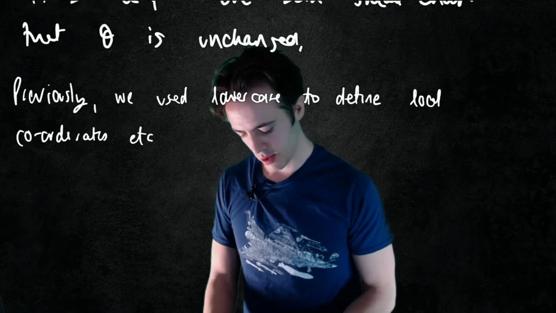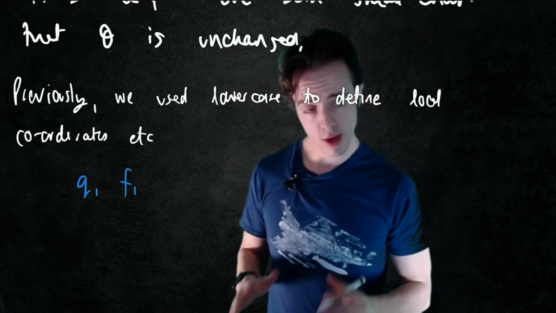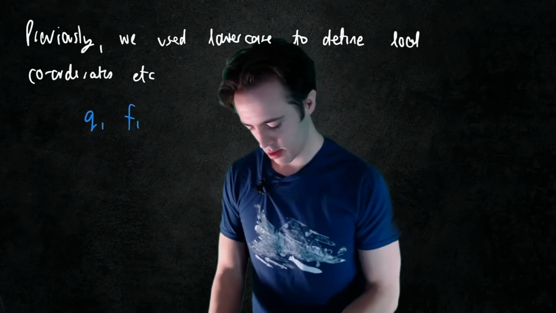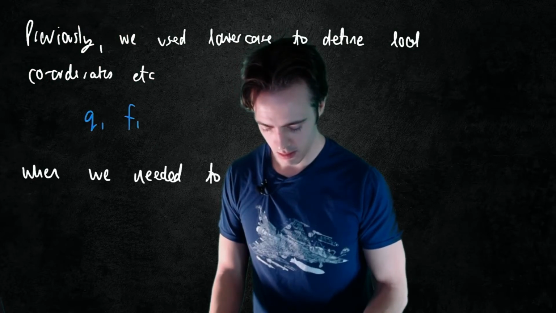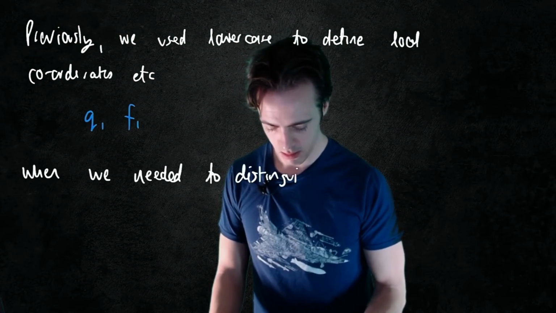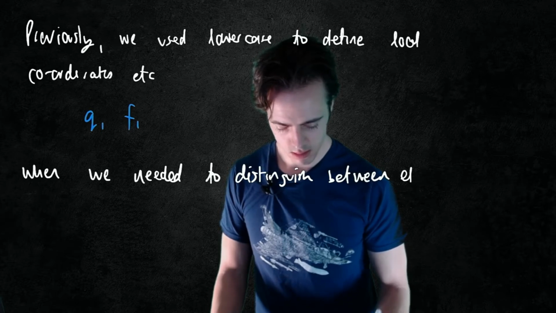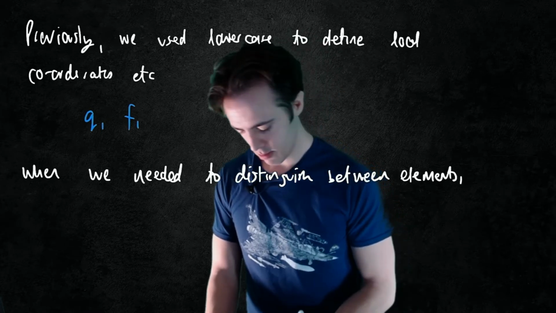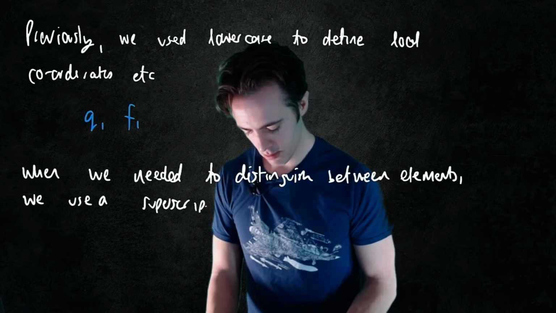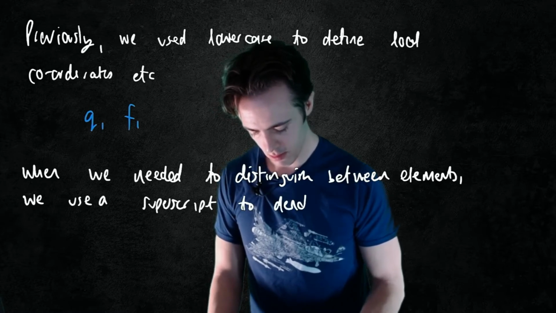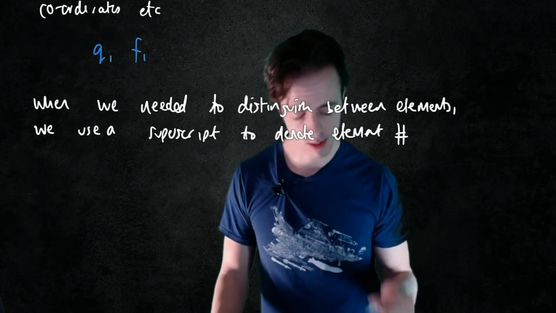Okay, so this would be, for example, Q1, F1, etc. Okay, and if we wanted to distinguish between different elements, okay, so we then use the superscript to denote some form of element number.